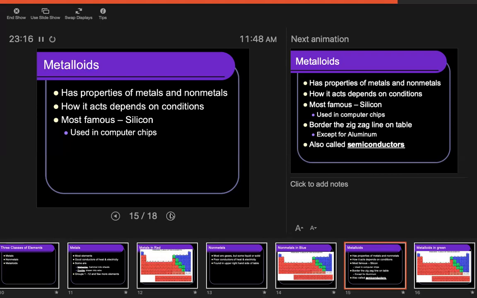So silicon is number 14 on the periodic table. If you're ever confused about where to do your zigzag line, make sure you kind of go on the outside between carbon and silicon, and it'll help you make that little stair step down. All right. Did you have a question, Patrick?